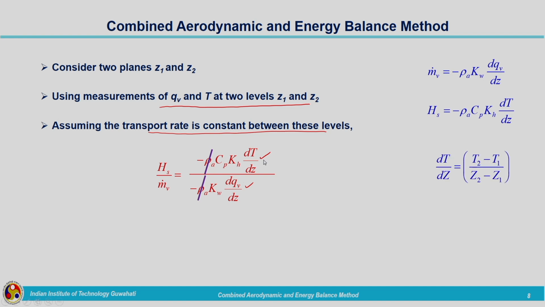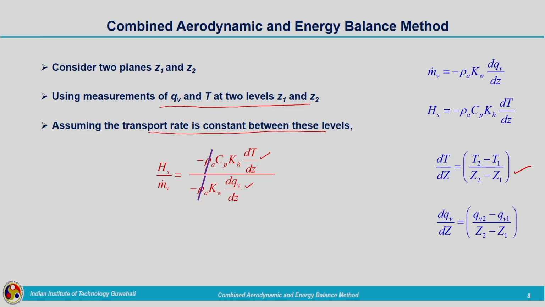So, dT by dZ can be written as T2 minus T1 divided by Z2 minus Z1. That is why I told you the distance between the two layers, Z1 and Z2, should be very small, then only we can assume the linear variation. Then regarding dQv by dZ, we can write it as Qv2 minus Qv1 divided by Z2 minus Z1.